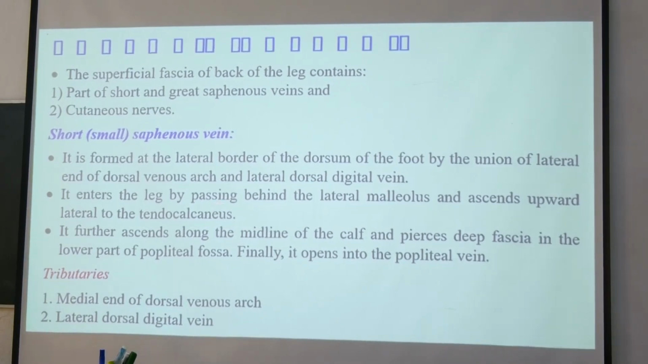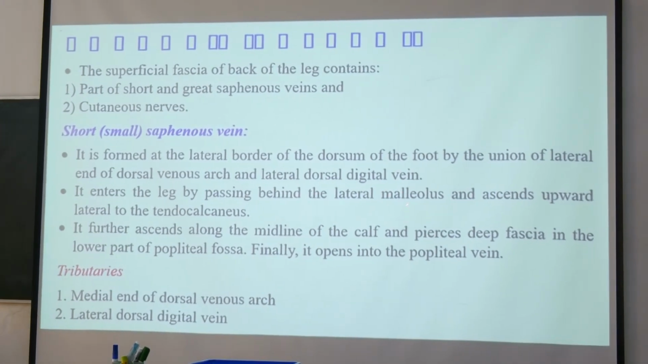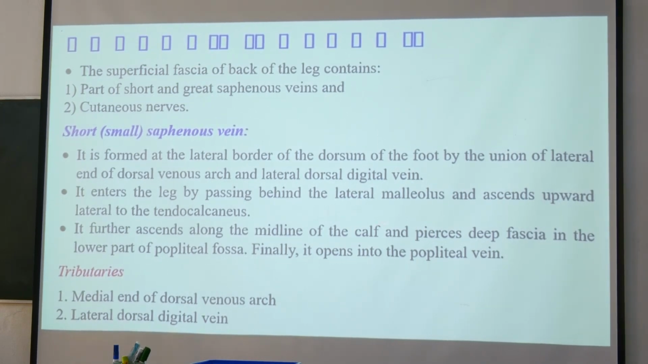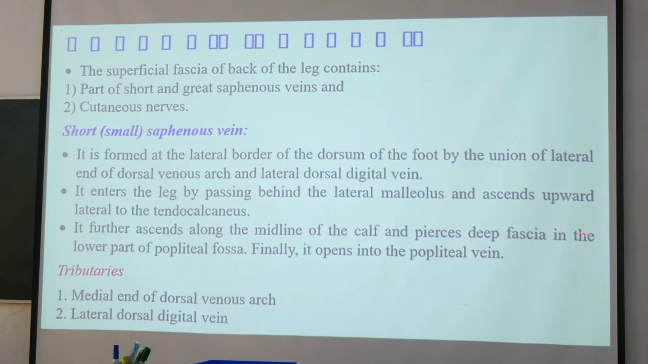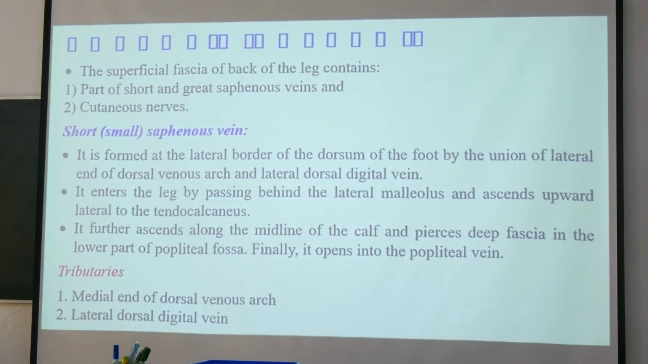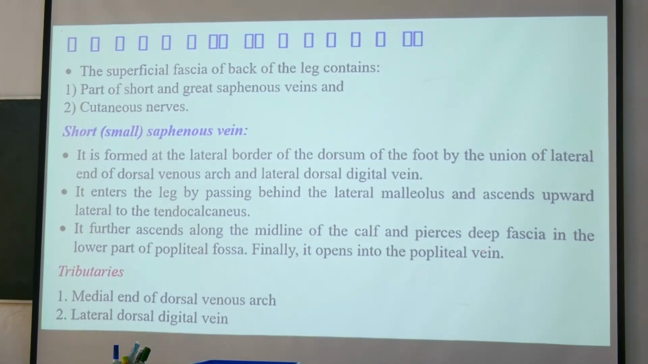This location is important. Small saphenous vein passes behind the lateral malleolus, okay, but great saphenous vein passes in front of the medial malleolus, okay. That relation is important and it ascends upward lateral to the tendocalcaneus. It further ascends along the midline of the calf and pierces the deep fascia in the lower part of the popliteal fossa, finally opens into popliteal vein, okay, drains into popliteal vein.